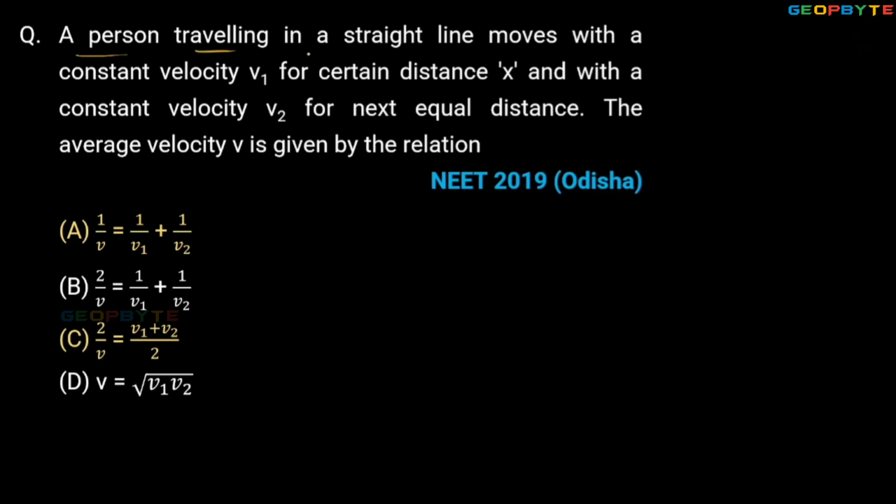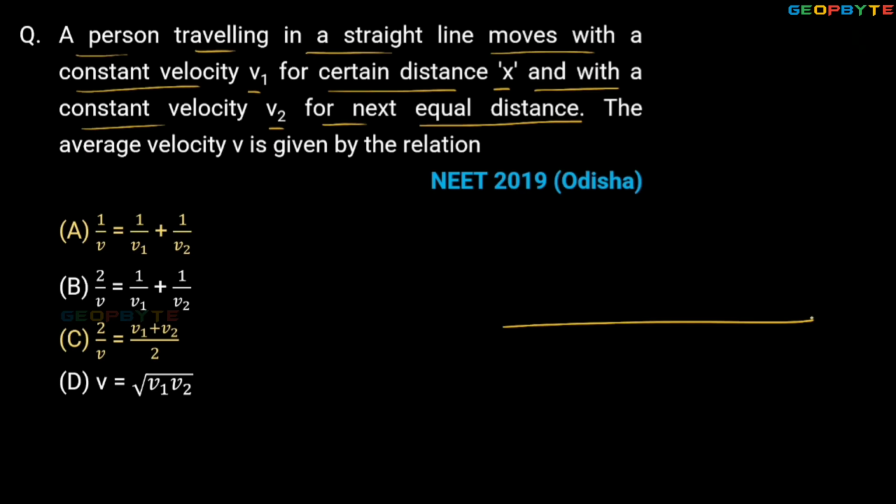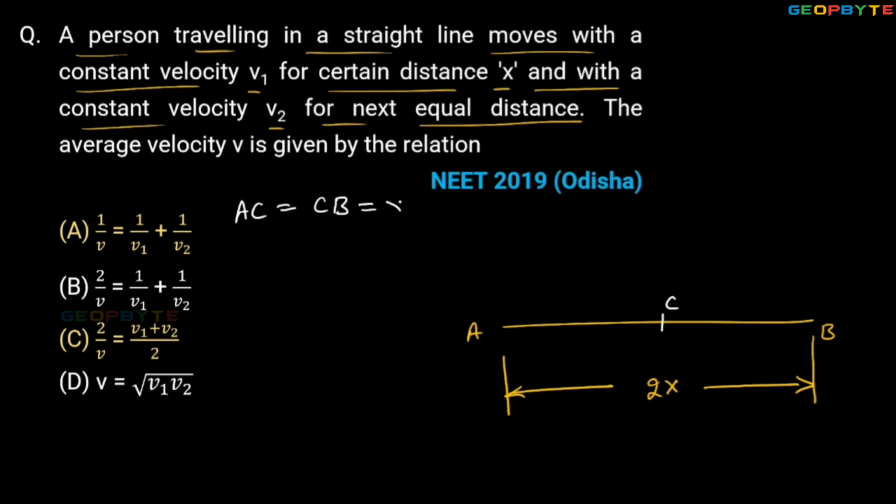A person traveling in a straight line moves with a constant velocity v1 for a certain distance x, and with a constant velocity v2 for the next equal distance. Let us take the total distance from A to B. The total distance is 2x. Let us mark the point at the middle, C. AC is equal to CB, that is equal to x, because it is clearly given that for the distance x it is traveling with velocity v1, and with velocity v2 it is traveling the next equal distance.